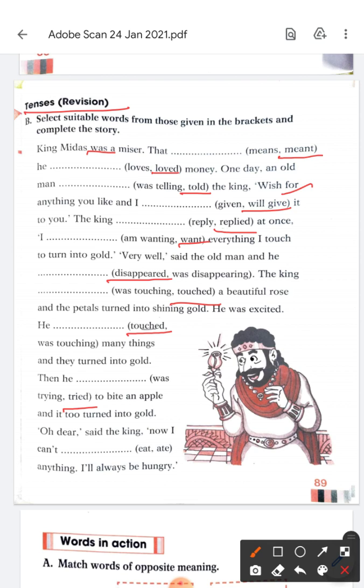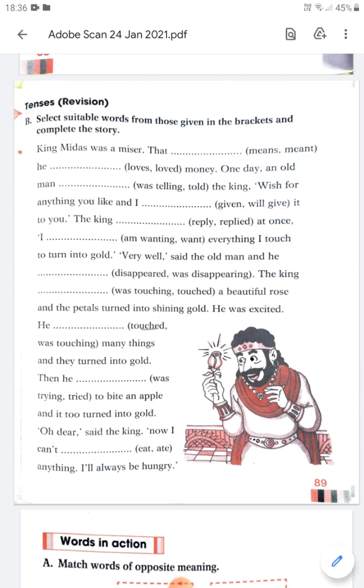Oh dear, said the king. The king is sad now. He was shocked. He's sad. He's unhappy. Now I can't eat anything. I'll always be hungry. So, children, whenever you desire something, whenever you wish something, think very wisely. Think it from all the angles, from every side, and then wish for something. Okay, so this was the story of King Midas to teach you that we should not be greedy.